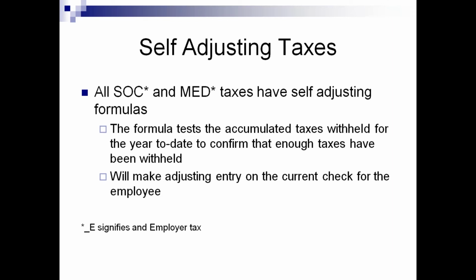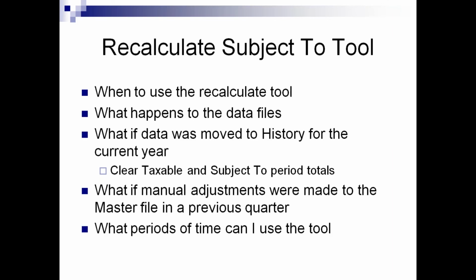So if your Social Security and Medicare taxes are incorrect, what you need to look at is any manual checks that you may have entered into the system where those taxes were entered incorrectly. Because what will happen is if it's done at the end, then your reports are going to be incorrect. If it's done in the middle of a quarter or the middle of a month, it will make an adjusting entry on the current check. So it'll try to adjust itself. It'll either calculate too high or too low, again, based on the totals in the employee master file.